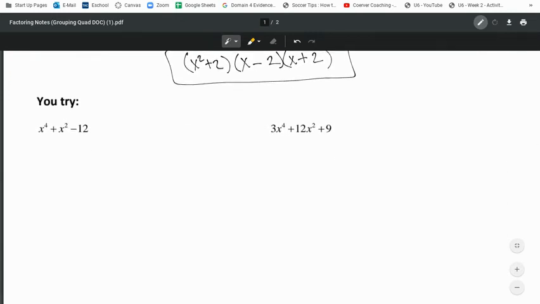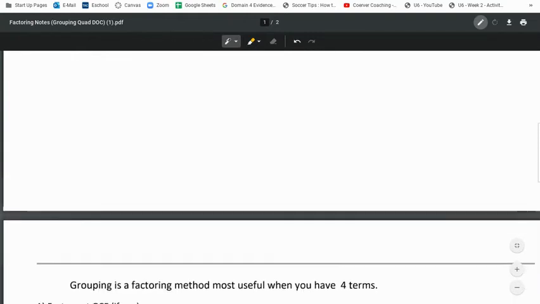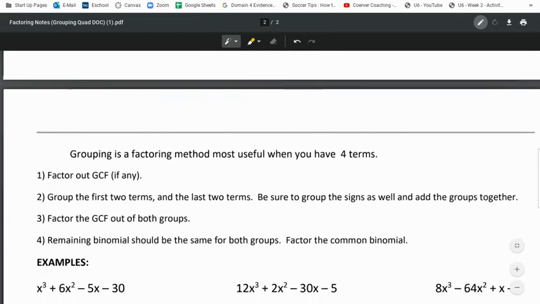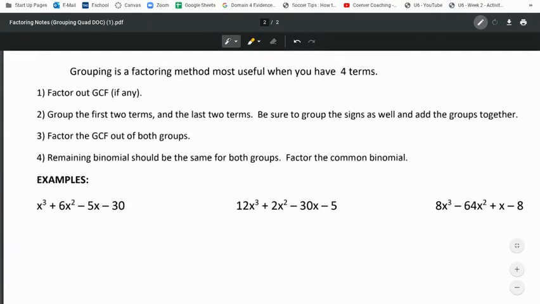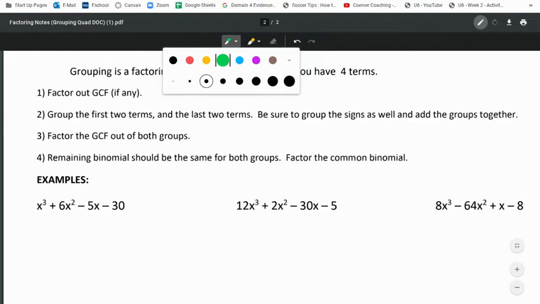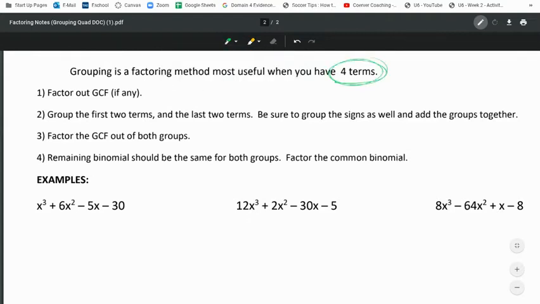And so all that essentially is review. Nothing new has been learned. So this is the new thing that we are going over today. How do we group? Okay, so grouping. We're going to factor by grouping when we have 4 terms. I want you guys to understand that we do this when we have 4 terms.